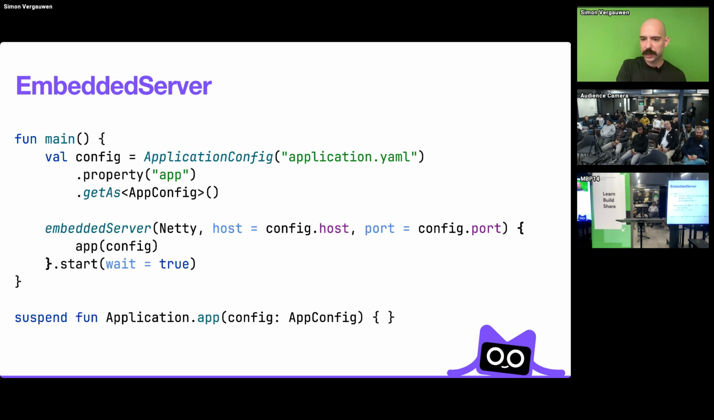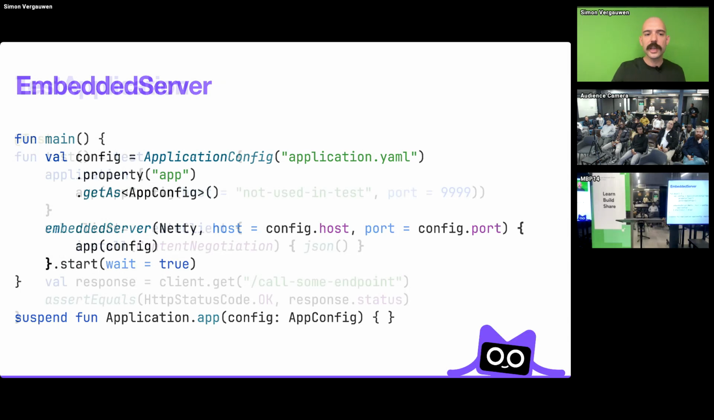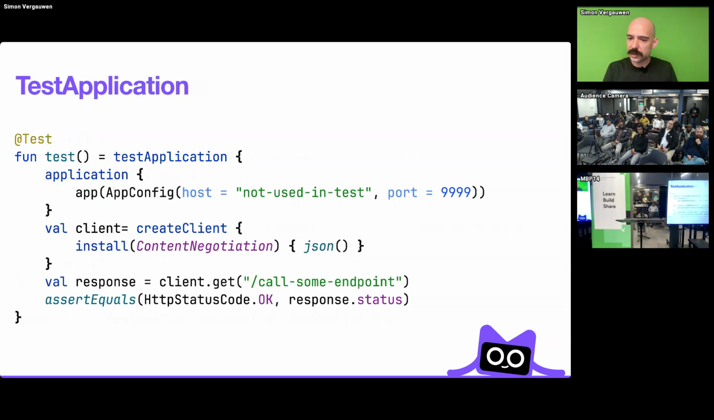So we define a suspending function, which is an extension on the application. It takes the configuration as a parameter. And this is the function that we will use to describe our entire server. Why make this split? Well, we do not want to hard couple our server to how the server starts, such that we can run that same application function in a testing environment.